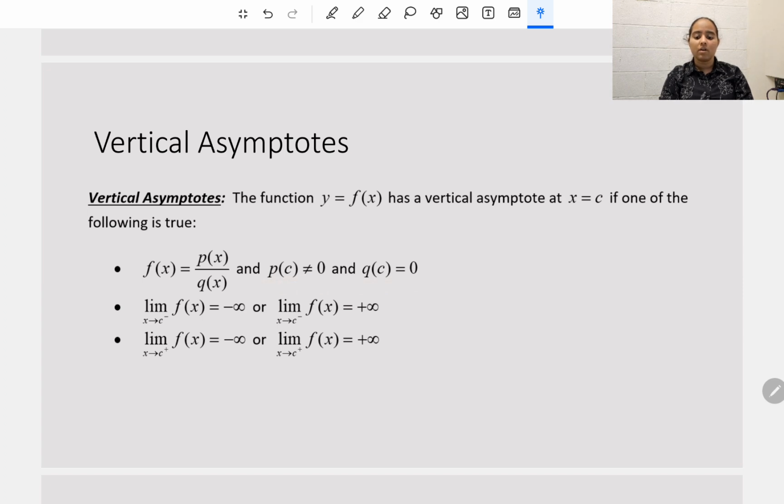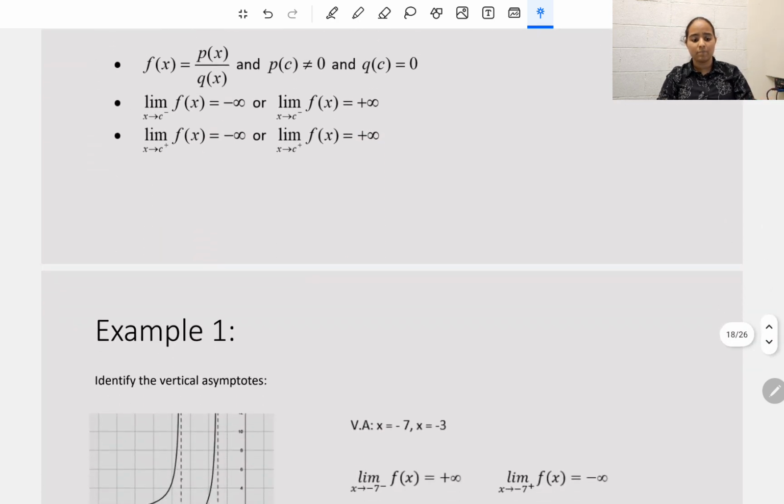Another way we can tell whether x equals c is a vertical asymptote is by analyzing the function from the left and the right. If x approaches c from the left and f of x goes to negative infinity or positive infinity, we can say this is an asymptote. This is also the same for the right side. If x approaches c from the right and the function goes to negative infinity or positive infinity, it is a vertical asymptote.